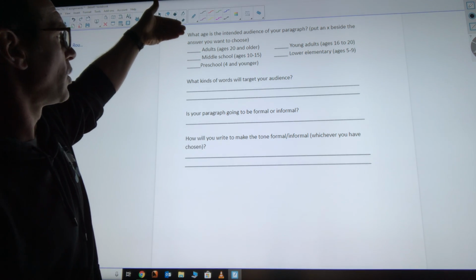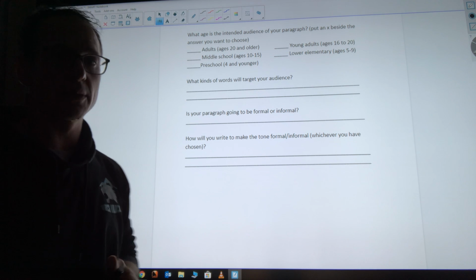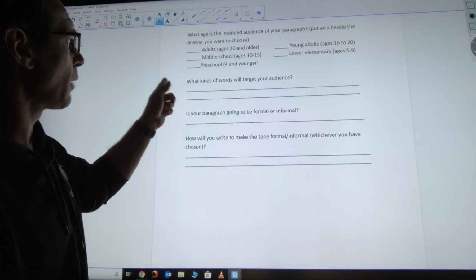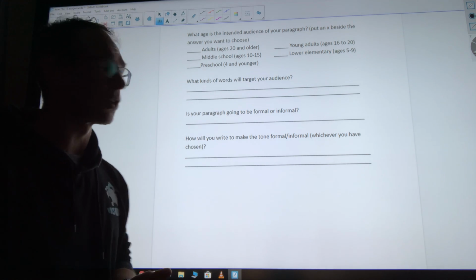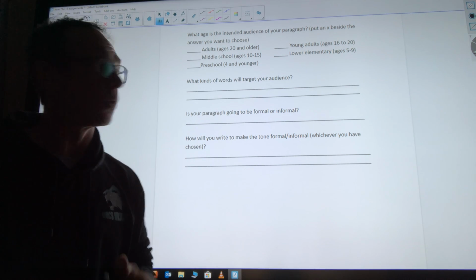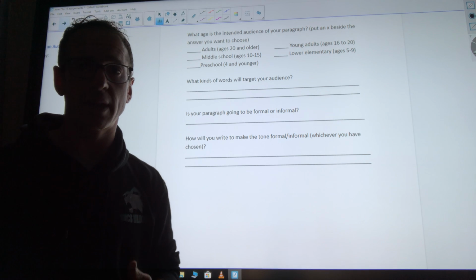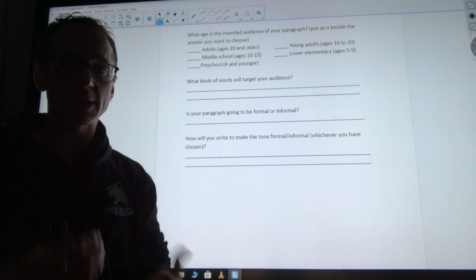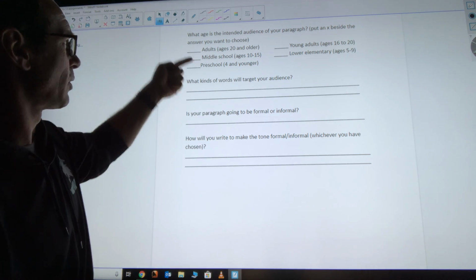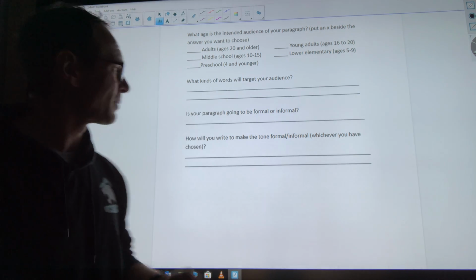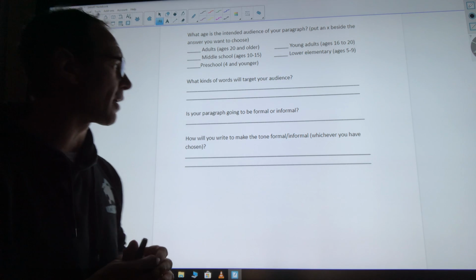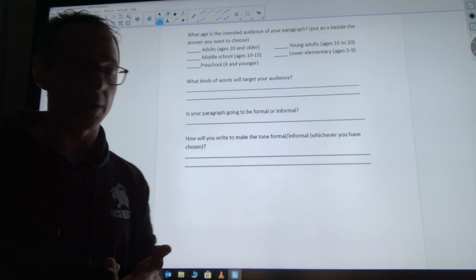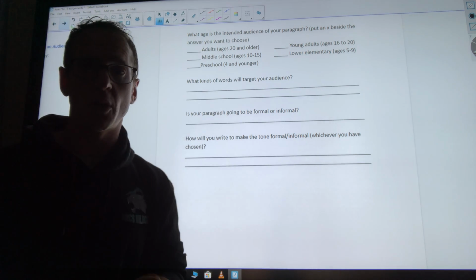So I want to know, what is the age of the people you want to speak to with this piece of writing? I want to know what words you're going to use to target your audience. So what kinds of words? If you're talking to adults, you're going to be writing much different types of words than if you're writing to preschool kids. I want to know, is your paragraph or piece of writing, remember it can be a letter or a poem also, is it going to be formal or informal?